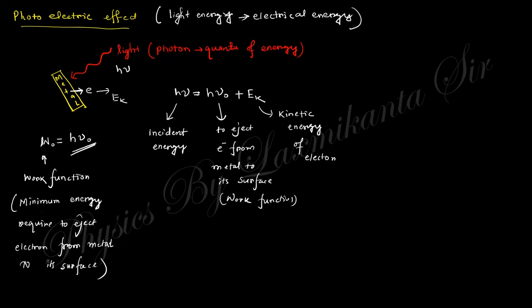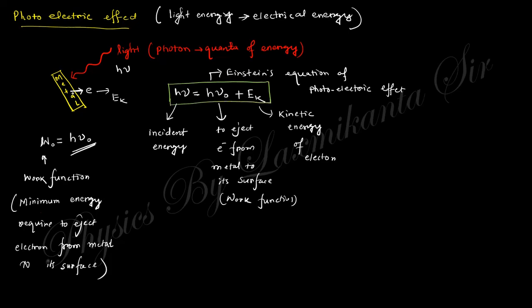This is Einstein's equation of the photoelectric effect. I think it is clear, and it has three parts. The first one is the incident energy, which is used in two portions: the work function, that means the energy required to bring the electron from the metal to its surface, and the rest is the kinetic energy of this electron.